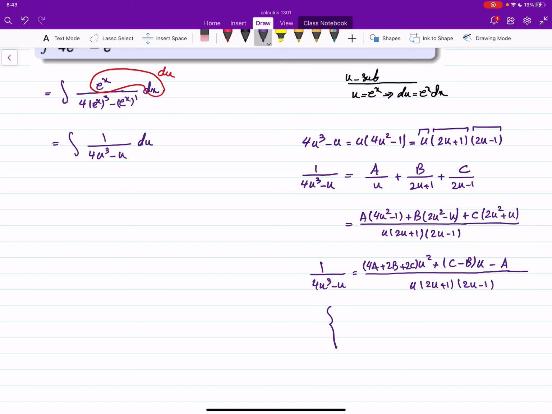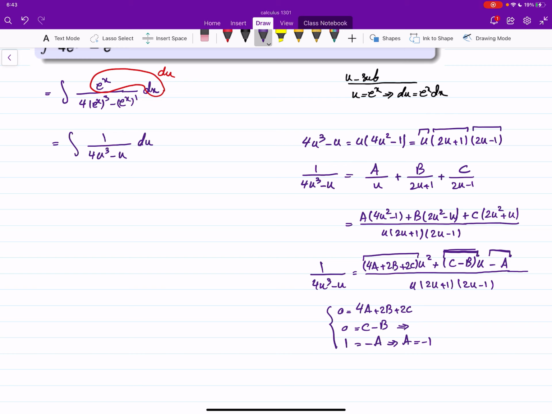But numerators are two polynomials. The coefficient of u squared on the right hand side is that piece there, but on the left hand side there is none. So that means that 0 must be equal to 4a plus 2b plus 2c. On the right hand side there is a u, and the coefficient of that is c minus b. On the left hand side there is none, so this must be 0. On the right hand side there's a constant term negative a, and on the left hand side that is just 1. So from here we conclude that a must be negative 1.